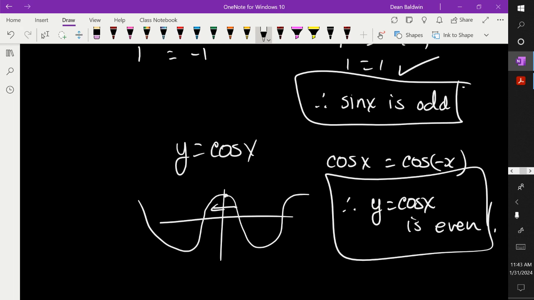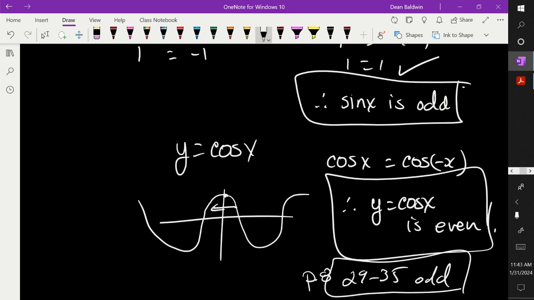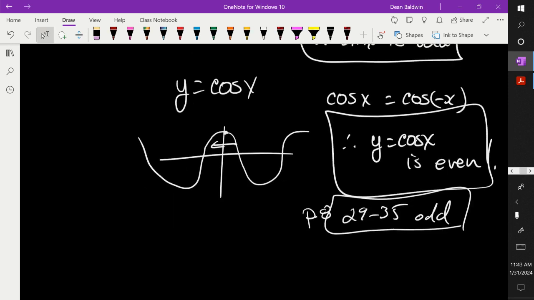Here are your homework questions. Page 8, 29 to 35, odd. It's actually like 3 questions because you're only doing the odd ones. And you just have to determine if the functions are even or odd. So it's just using those 2 definitions, okay?